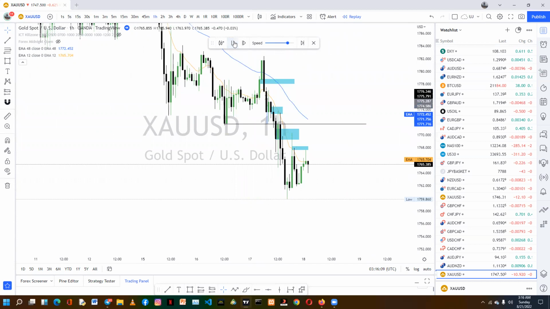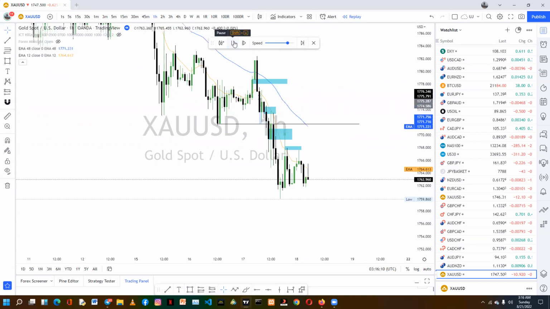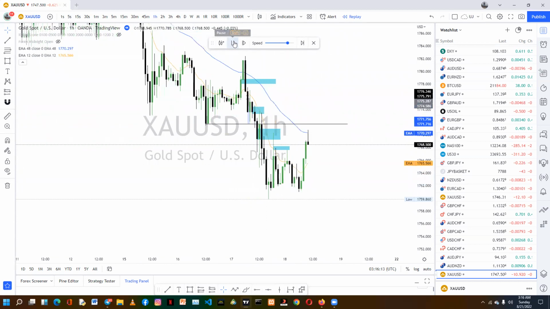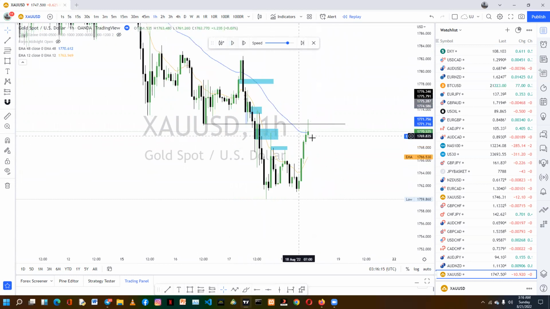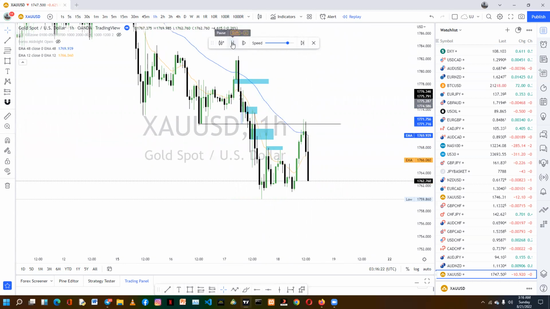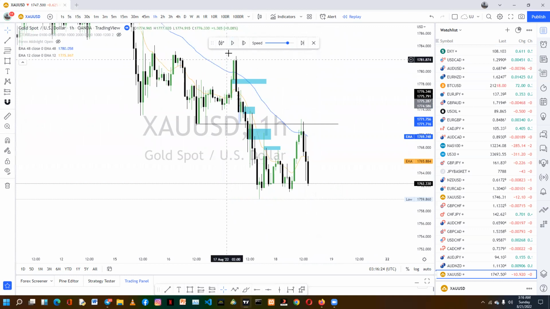On the 1 hour, we are still waiting for price to come back to the 48 moving average. We have price coming back to the 48 moving average. What do you have to expect? We need to wait for price to close below the moving average. So we watch. We have a clear close here.